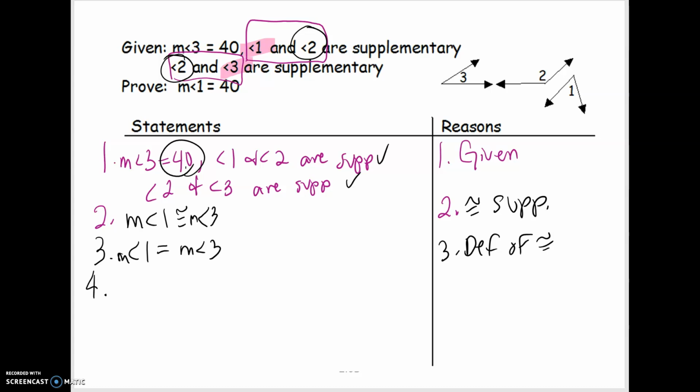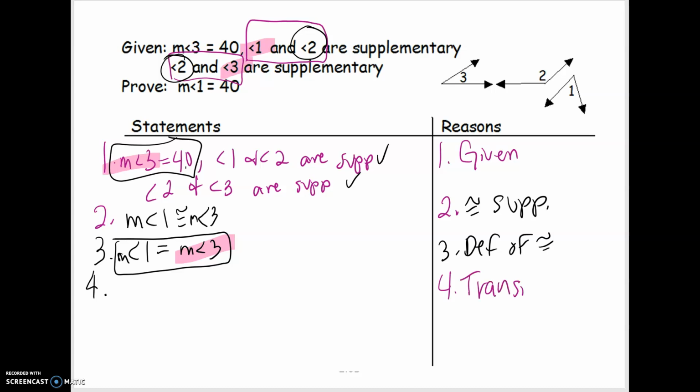Now I can take this 40, and I'm thinking maybe I can do substitution. So I'm going to look at these statements. This is where a lot of you guys are struggling. You're like, is it substitution? Is it transitive? Are they both equal to the same thing? That's what you really have to figure out. If they're both equal to the same thing, it's transitive, which in this case, they are. They're both equal to the measure of angle 3. So instead of substitution, this is going to be the transitive property. Both equal to the measure of angle 3. So the measure of angle 1 equals 40, which is exactly what we were trying to prove.